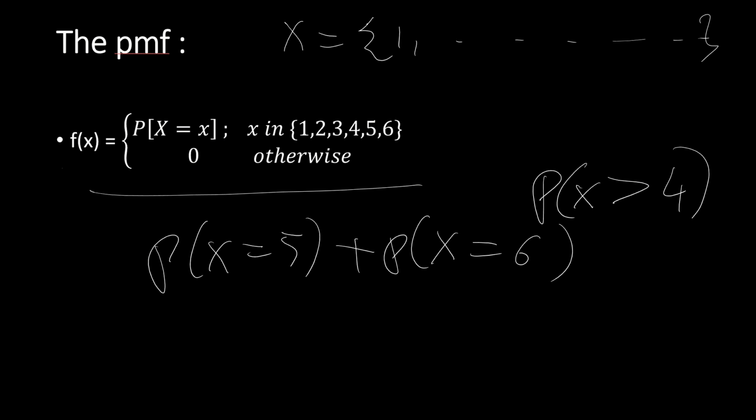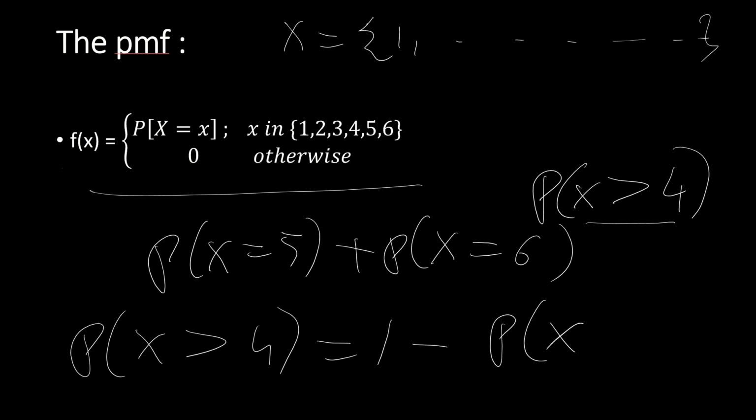So in order to find this probability, you have to notice that I know the sum of the probabilities is going to be equal to 1. So I can find the probability that x is greater than 4 as 1 minus the probability that x is less than 4. Is less or equal.